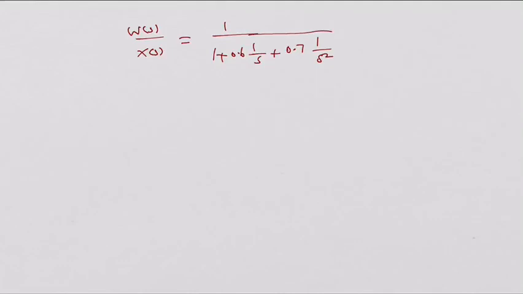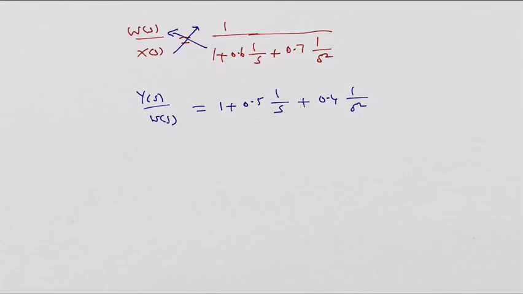Whereas the second term will be Y(s) by W(s) is equal to simply 1 plus 0.5 times 1/s plus 0.4 times 1/s squared. So you get two equations now. The second equation is not a big issue, whereas the first one has to be properly rearranged. It has to be properly cross multiplied to get the proper expression for W(s).